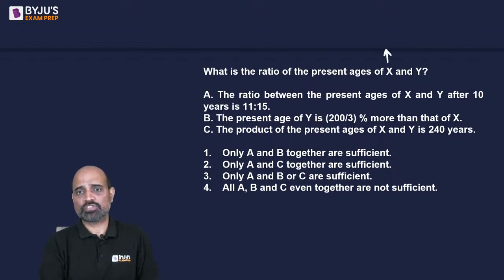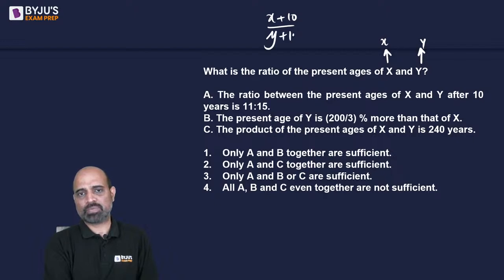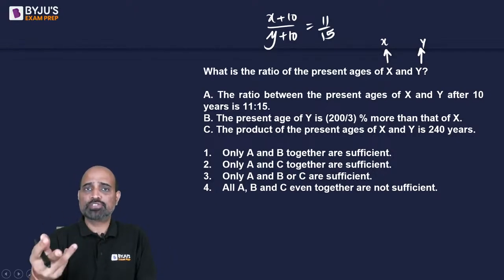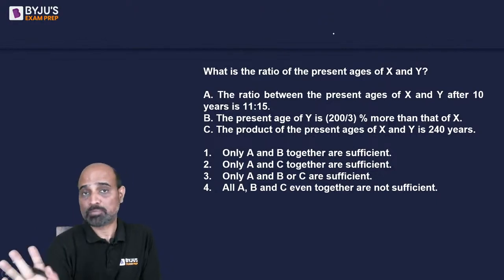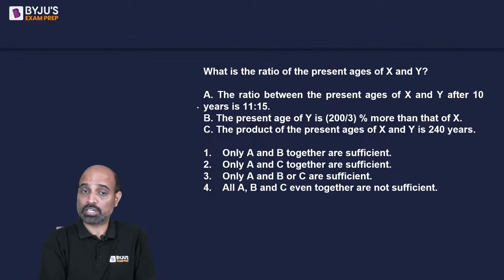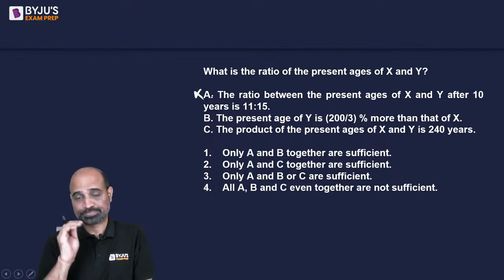Suppose the present age of X is X, the present age of Y is Y. So can we say X plus 10 divided by Y plus 10 is equal to 11/15? So this is what I meant. You have 2 variables, 1 equation. It can be done in a lot of different ways. See, I'm not going to solve it. I'm not going to write down the equation, but I know that it won't come from this.